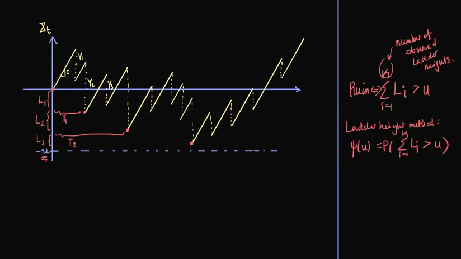I think we'll stop this video here because now you have an idea of what the ladder height method is. Essentially, we will then calculate the ruin probability by first finding a distribution for K, then a distribution for L, and then a distribution for this compound sum, and then finding the probability that this variable is greater than U. In the next video, we will go through some of the properties of these ladder times and ladder heights, and also introduce the concept of an inter-ladder height time, which we'll denote by tau.